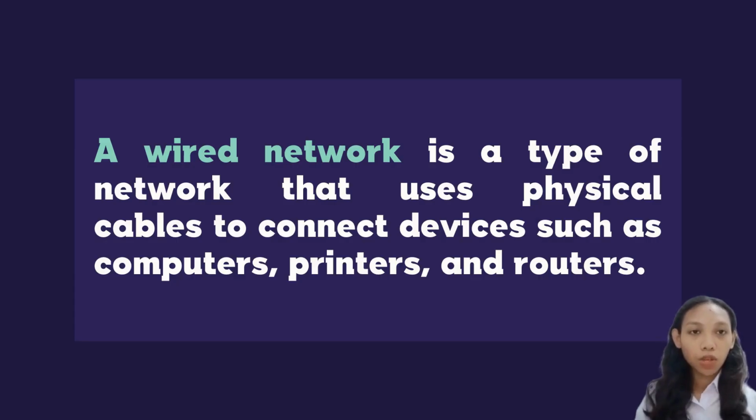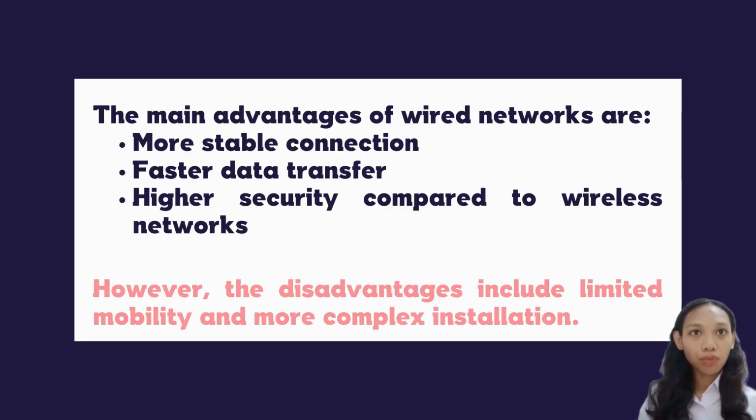So guys, the first topic is wired network concept. A wired network is a type of network that uses physical cables to connect devices such as computers, printers, and routers. The main advantages of wired networks are more stable connection, faster data transfer, and higher security compared to wireless networks. However, the disadvantages include limited mobility and more complex installation.